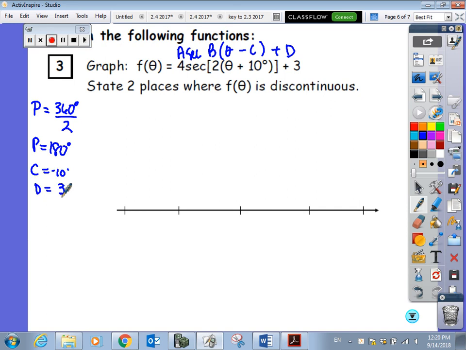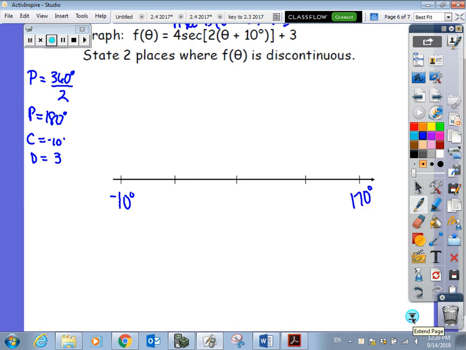I start at C, so I'm going to start at negative 10 degrees. And then I'm not going to go to 180, I'm going to go 180 degrees. Okay? Go 180, go to 180 are different. From negative 10, I'm going to go 180 degrees, which just means I add 180 to negative 10, and I get 170.